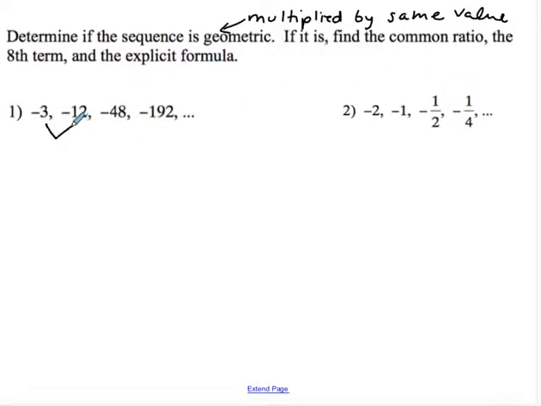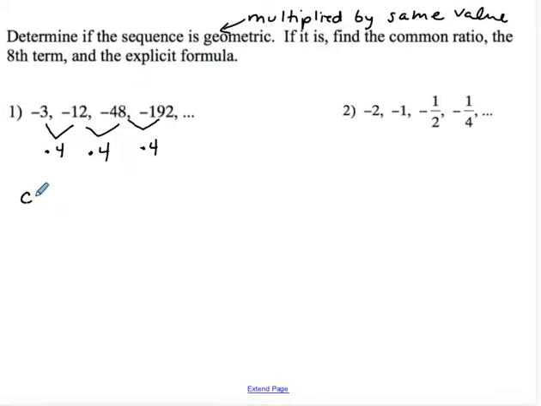So I'm going to ask myself, well, how do I get from -3 to -12? And I'm thinking in terms of multiplication because I'm trying to figure out if it's geometric. So, well, I guess if I were multiplying, I would multiply that by 4. And then is it the same pattern to get from -12 to -48, that I would multiply by 4? And is it the same pattern again to get here? And it is.